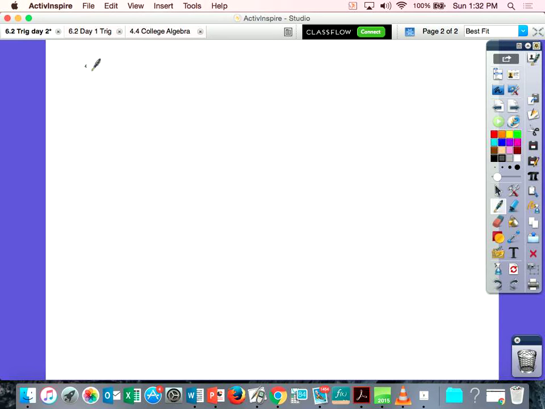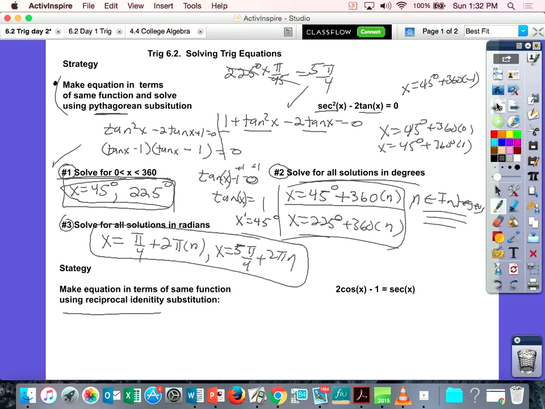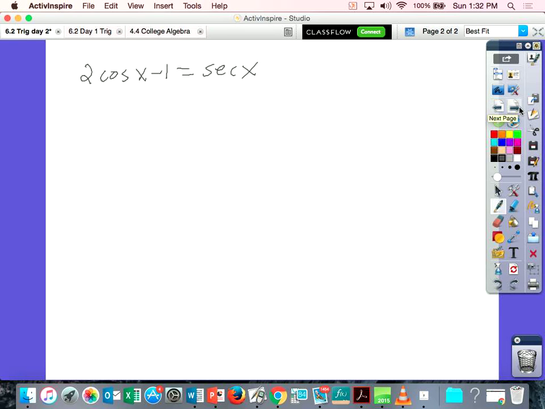So here's the original problem. Just going to double check that that's right. Okay, so that looks good. So I'm going to change, and you could do it either way, but I'm more comfortable working in sine, cosine, and tangent. So I'm going to change this into 1 over cosine. So 2 times cosine of x minus 1 equals 1 over cosine.